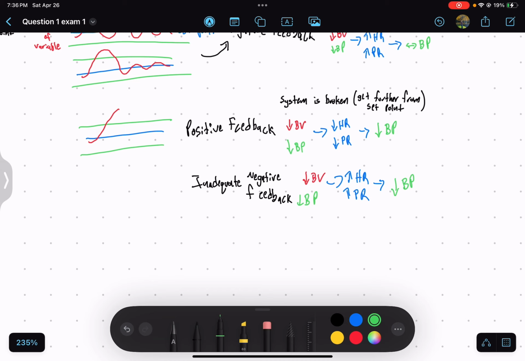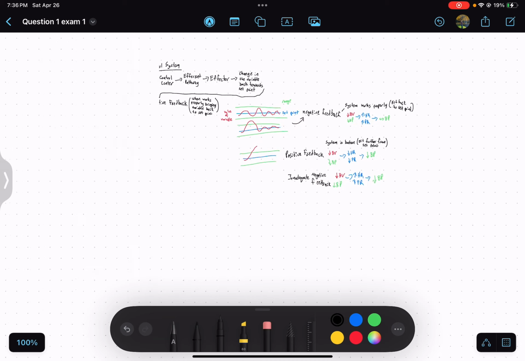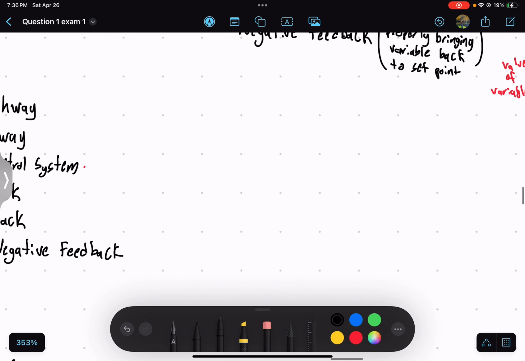Now, to give an example of this, let's say we have a person. And mind my drawing, it's going to be not the greatest. I did not become a biologist for my art.